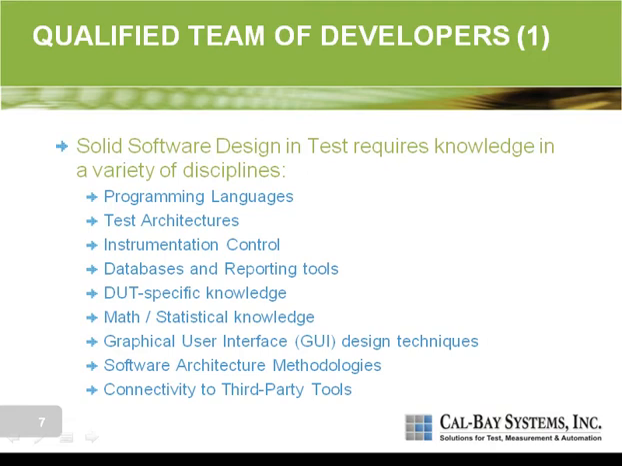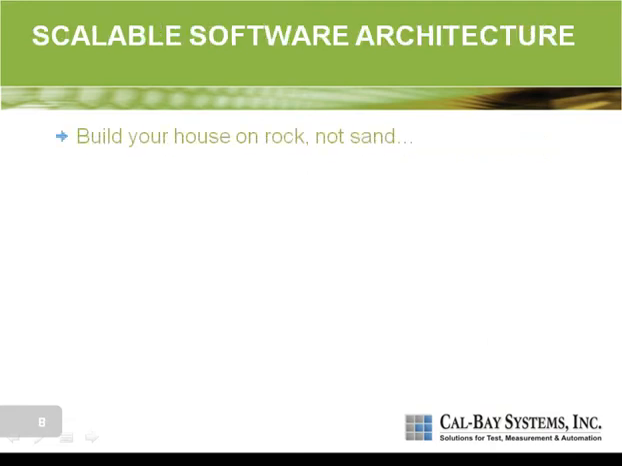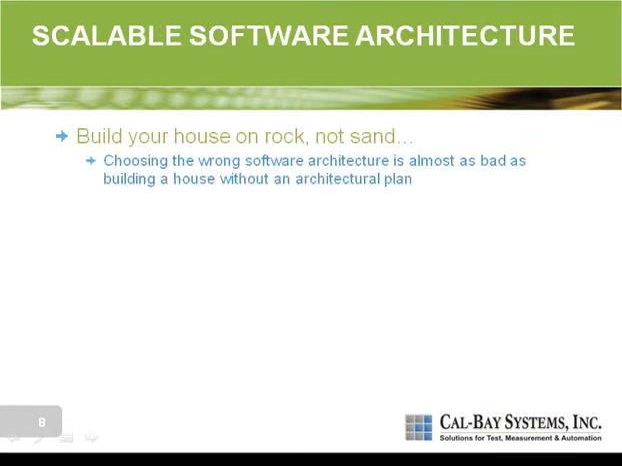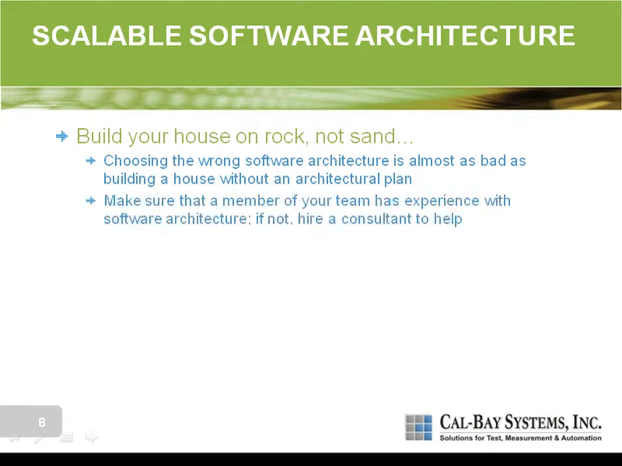One of the keys mentioned is to build a scalable software architecture. When we talk about this, we're talking about building your house on rock instead of sand. The idea here is that choosing the wrong software architecture is almost as bad as building a house without an architectural plan. And you want to make sure that some member of your team has experience with software architecture. And if not, you want to hire a consultant that can help you get this right. You want to at least have a plan before you start writing the code.